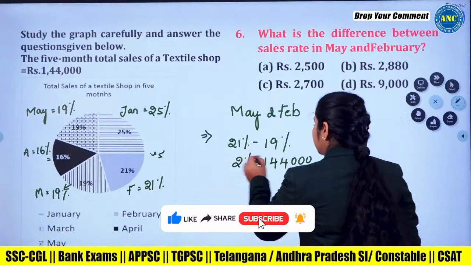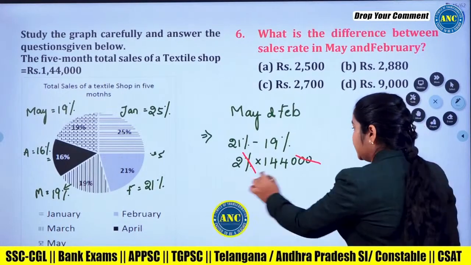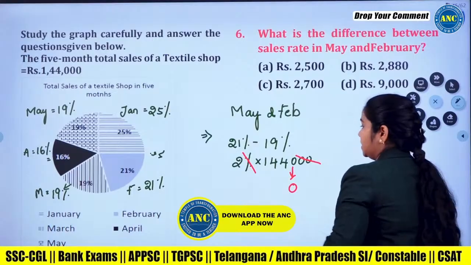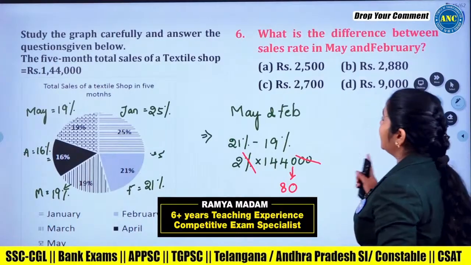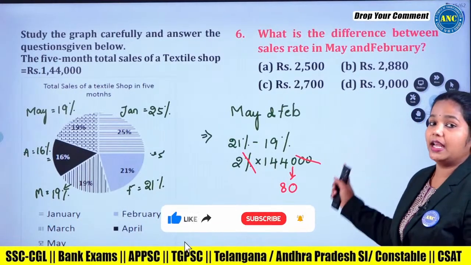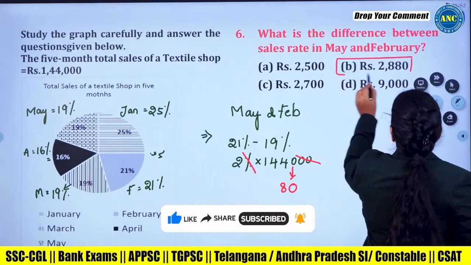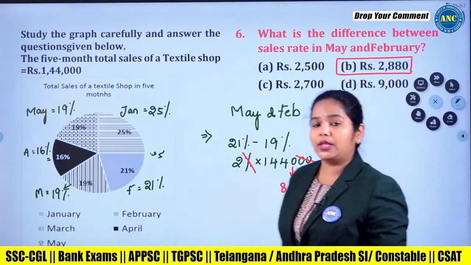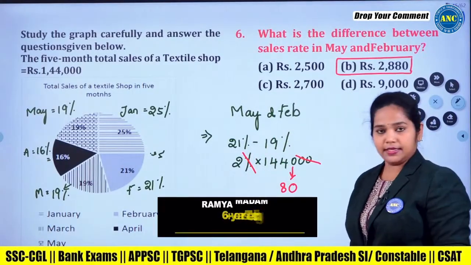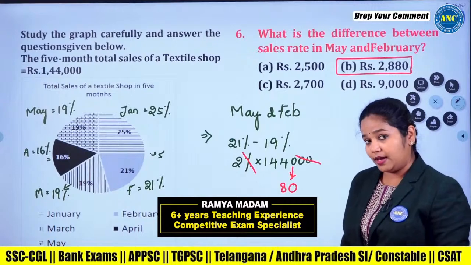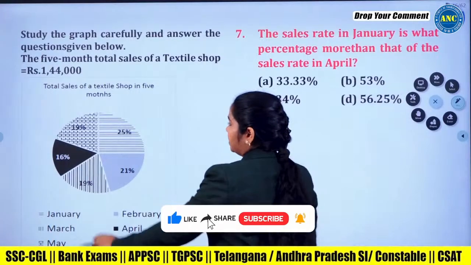Again, I told you when you have a percentage and zeros like this, the percentage and zeros will get cancelled. You will write the 0 as it is. 4 2s are 8. Observe the options. Do you find any option ending with 80? Yes. Option B is ending with 80. So, the answer is 2,880. Clear? No doubts. We can go further. Done. Next.